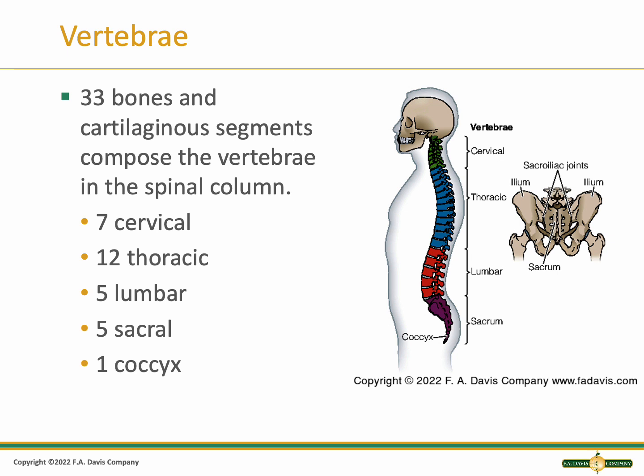Your vertebrae consists of 33 bones and cartilaginous segments that compose the vertebrae in the spinal column. And from this picture, you can see you have 7 cervical vertebrae, 12 thoracic, which are in the blue, 5 lumbar, which are in the red, and 5 sacral, which are the purple, and then your coccyx bone.